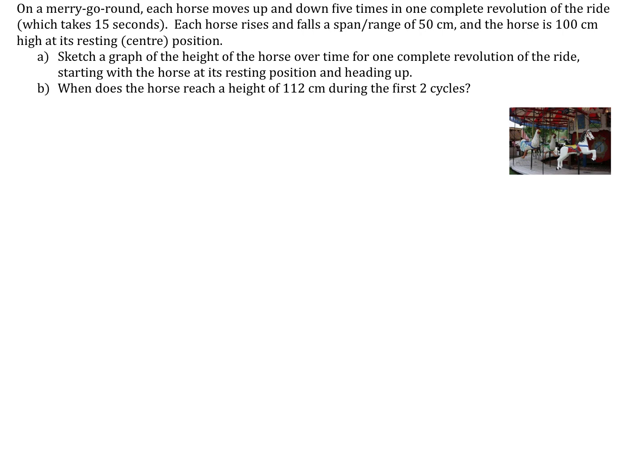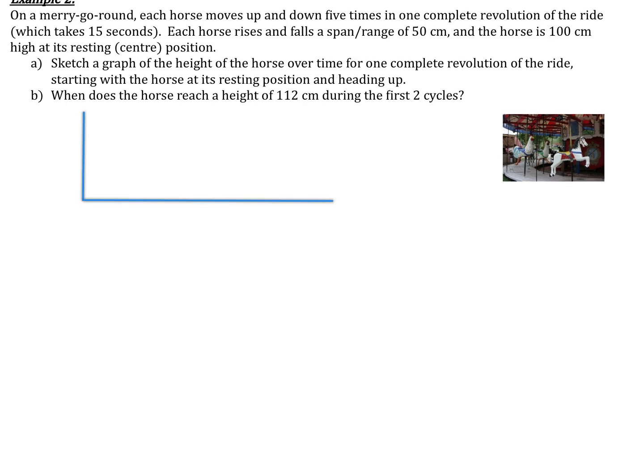So let's state our key properties based on the information given to us. Because we are talking about the position of the horse going up and down, your y-axis would represent height in centimeters, and your x-axis will represent time in seconds. We know that the horse is at 100 centimeters at its resting position. That makes our midline at 100 centimeters. So we're going to go ahead and write our 100 in the middle.